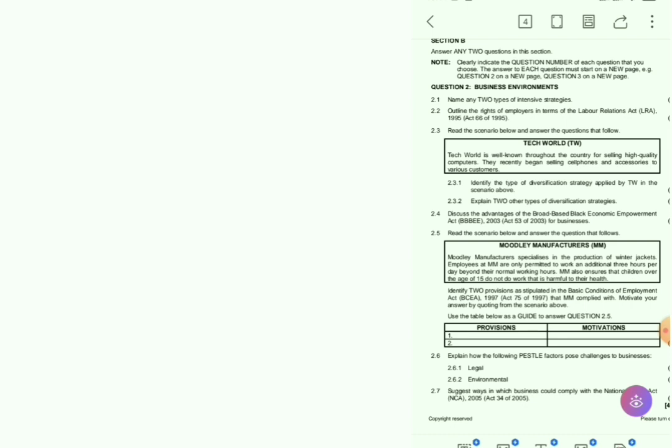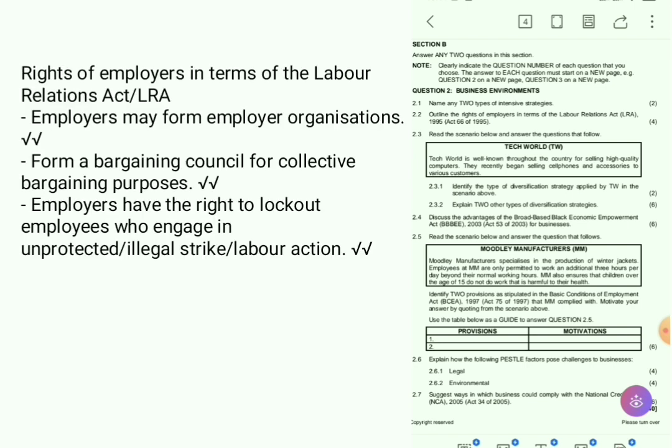2.2 Outline the rights of employees in terms of the Labor Relations Act. The rights of employees. You should get this one right. It's definitely impossible for you to get this one wrong. What is it? The rights of employees in terms of the Labor Relations Act. Employees may form employee organizations and form a bargaining council for collective bargaining purposes. Employers have the right to lock out employees who engage in unprotected or illegal strikes. So that's it. Those are the rights in terms of the LRA.